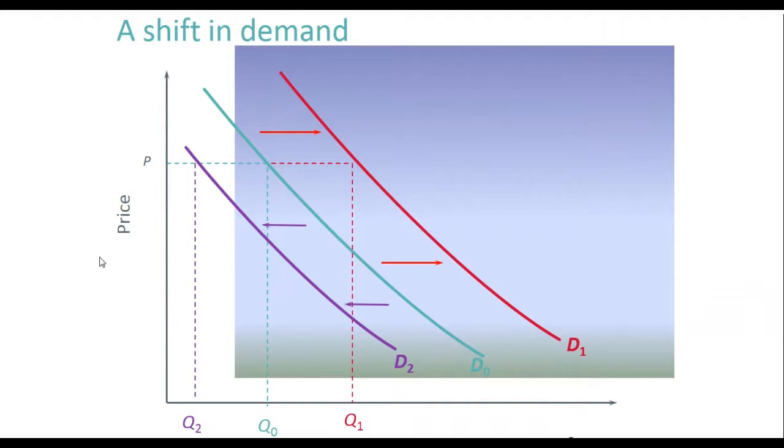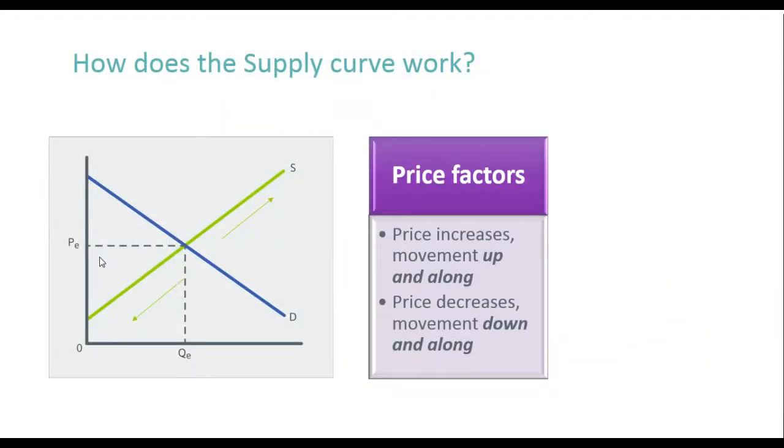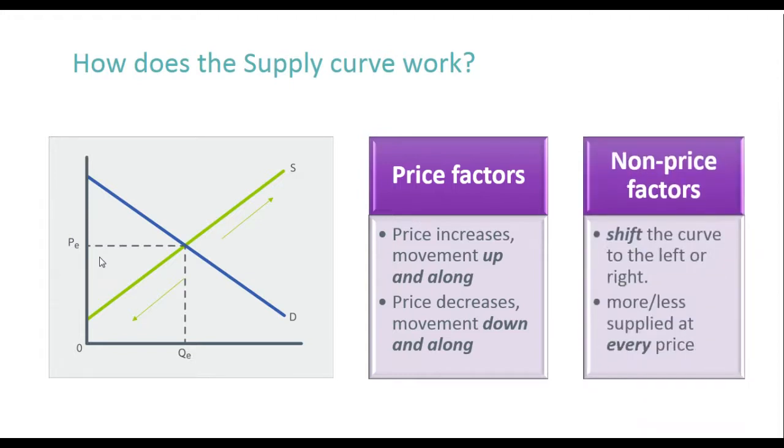Okay, that's the demand curve, so let's have a look at the supply curve. And again, as the price increases, remember we move along the curve, as the price increases in the direction of the green arrow up the way, and where it decreases in the direction of the green arrow down the way, but again along the curve. Whereas non-price factors shift the entire curve, and more or less is supplied at every price.